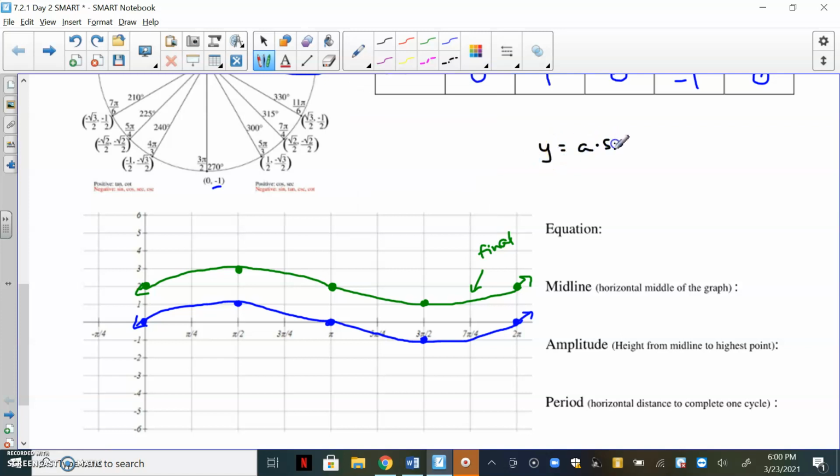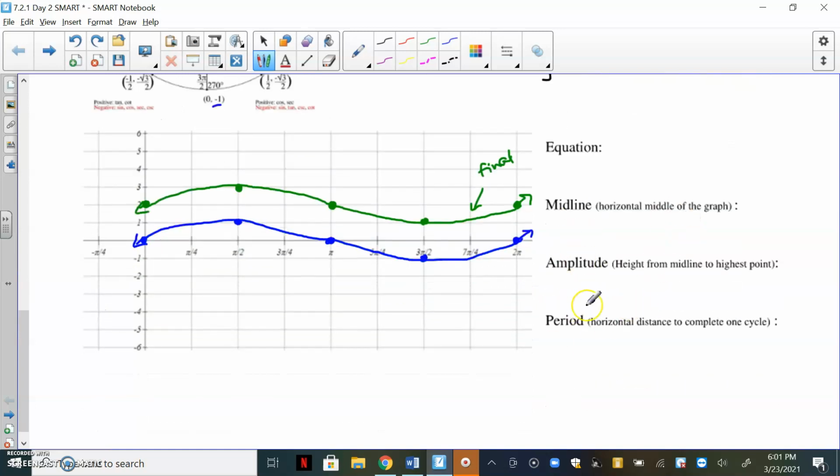Y equals a times sine of x minus h plus some k. So when we're finding the equation, it's going to be helpful to find all of these pieces of information first. Now the midline is exactly what it sounds like. It is the horizontal line in the very middle of the graph. In our original parent function, we were between -1 and 1, so the midline is between those at 0. So here would be my midline. And then when we moved up by 2, the midline moved up by 2 as well. So now my new midline is at 2.